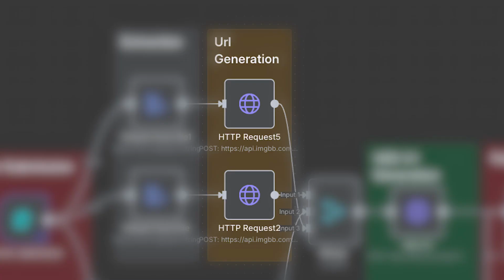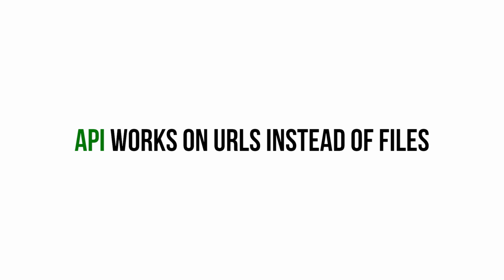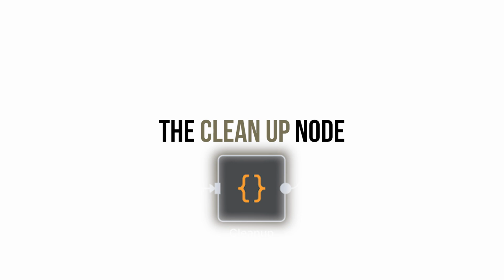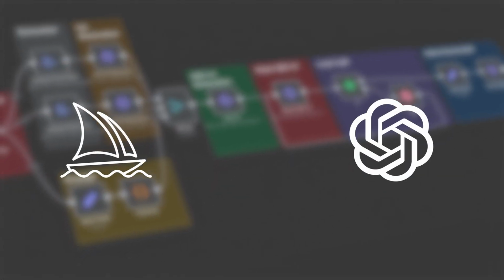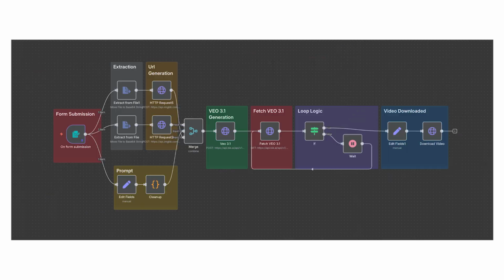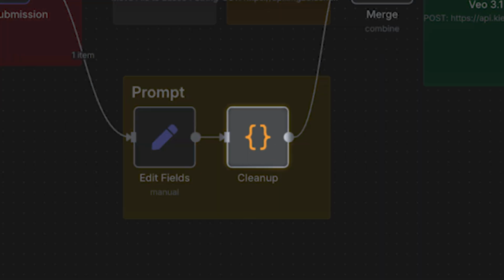Step 2. The workflow extracts those images, uploads them to ImageBB so they're publicly accessible, because the Veo API needs URLs, not local files. Step 3. We clean the prompt. If someone copy-pastes from Midjourney or ChatGPT with a bunch of weird flags and asterisks, we strip all that out using a JavaScript snippet so the AI doesn't choke on it.